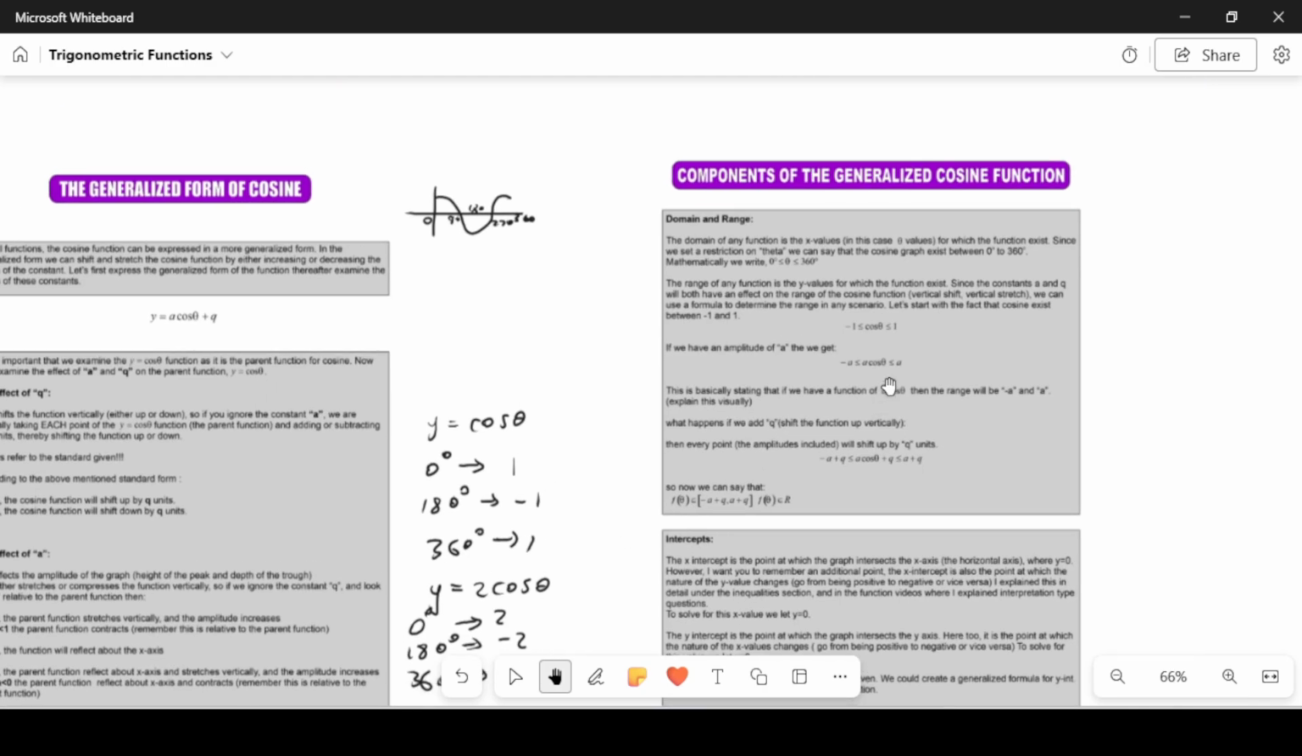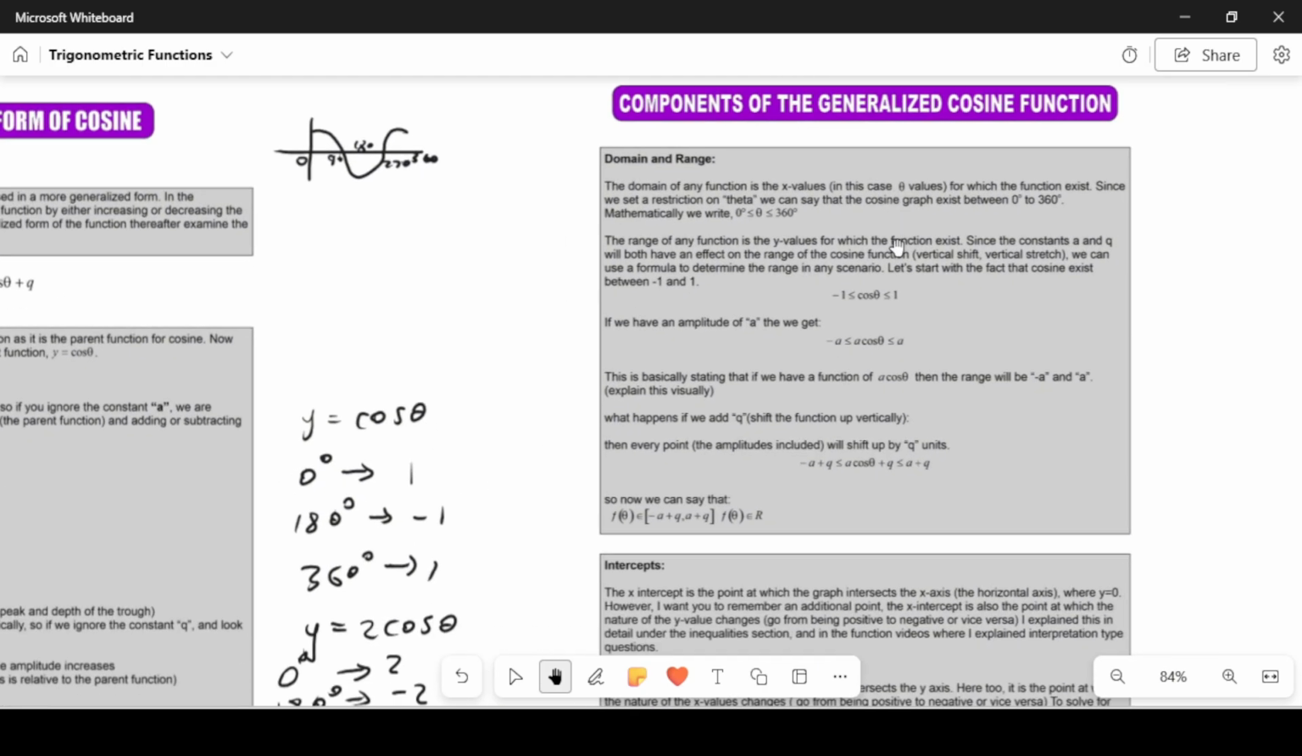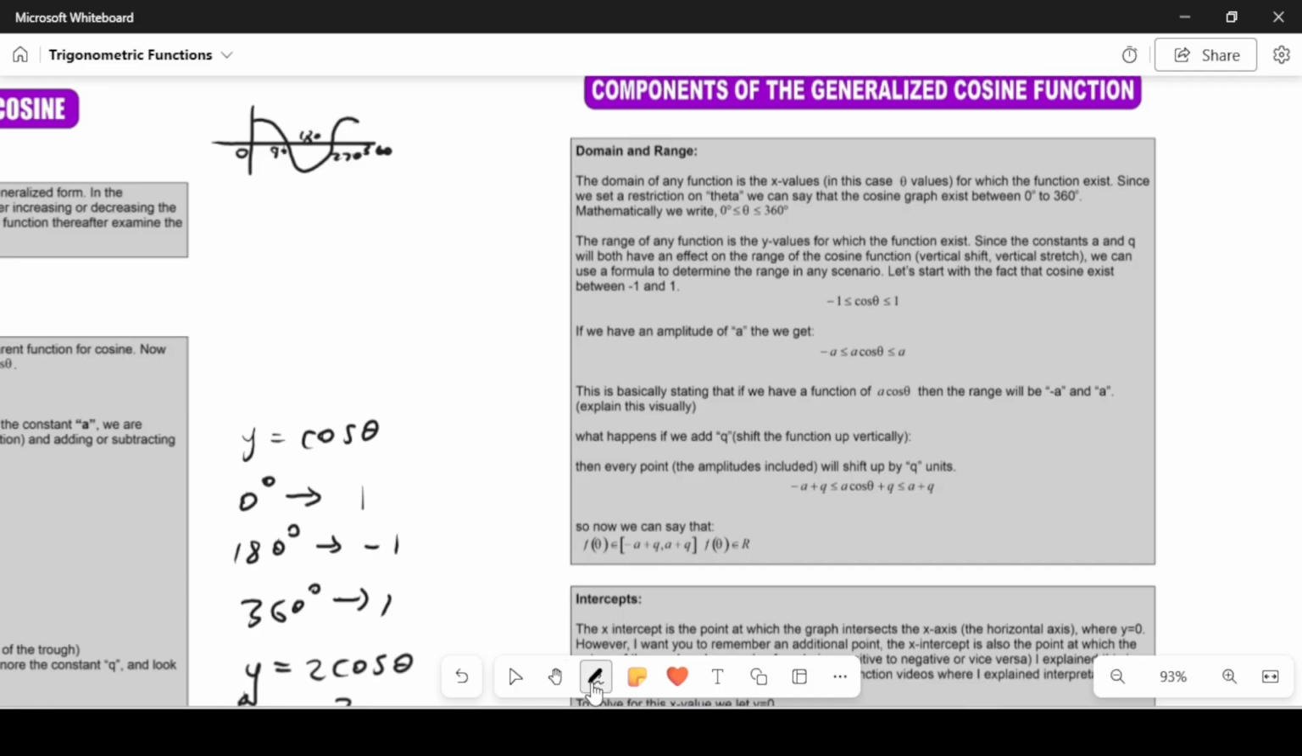Now let's go over to the components of the generalized cosine function. Again, the domain for it will be between 0 and 360. That's all. At grade 10, it'll be literally that simple. Why? Because we get the complete idea and image of the cosine function when it is in this interval. Could we go higher? Yes, we could, but we don't need to because it repeats itself.